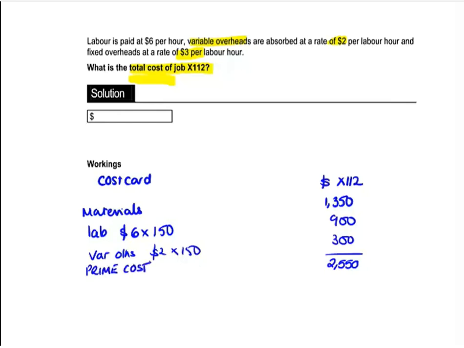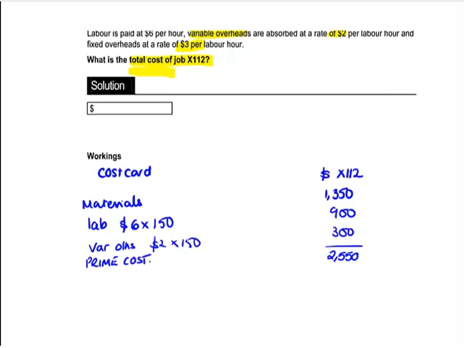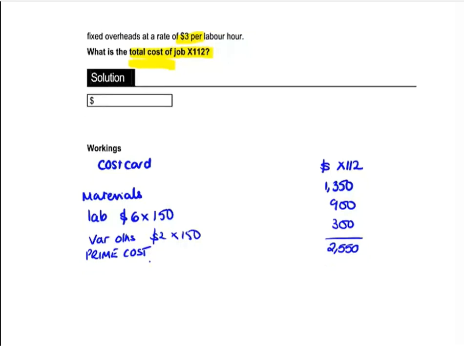But we don't need to stop there. Make sure you don't get distracted by 2,550 because it's bound to be one of the multiple choice answers. We need to also add in the fixed overheads, which are absorbed at a rate of $3 per labour hour. So that's an additional $450, taking the total cost to $3,000.